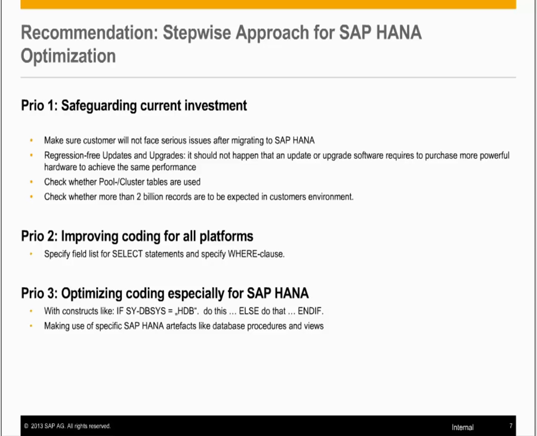The third step would be that you make use of specific SAP HANA artifacts, for example, calculation views and/or database procedures. You can do this because you have the possibility to check which database is running with your SAP Business Suite. For example, you can check the system parameter SY-DBSYS, and if this has the value HDB, then you know you're running on an SAP Business Suite which is powered by SAP HANA.